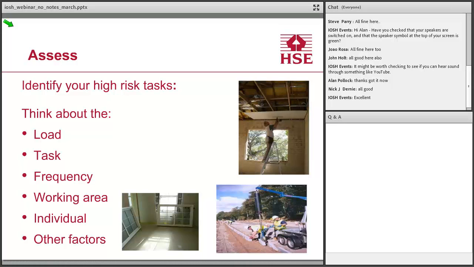Construction, the work area is very significant because of the uneven floors, slippery, variation in the floor levels. Individual capabilities are relatively self-obvious, but on other factors, you talk PPE. Now, in construction, PPE is used all the time: hard hats, safety glasses, safety footwear, and those may affect the way the task is carried out.